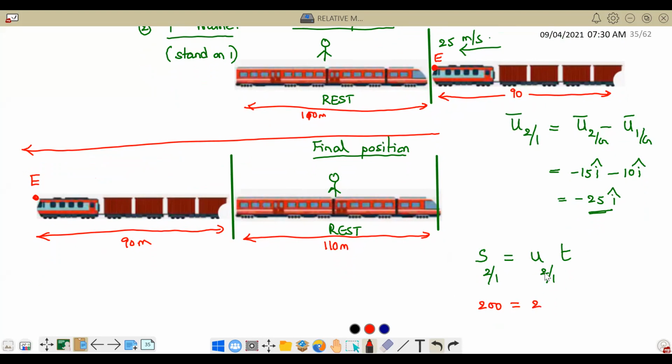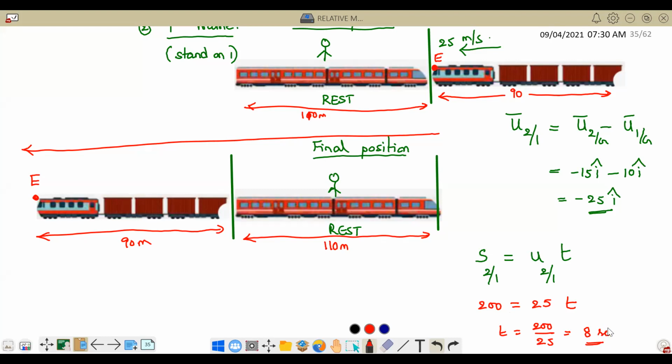So 200 is equal to the velocity of the train standing on the first train, that is 25 into T. So therefore, T is equal to how much? Tell me. What is the answer? 200 by 25. How much is this? 8 seconds. Okay. Is it clear?